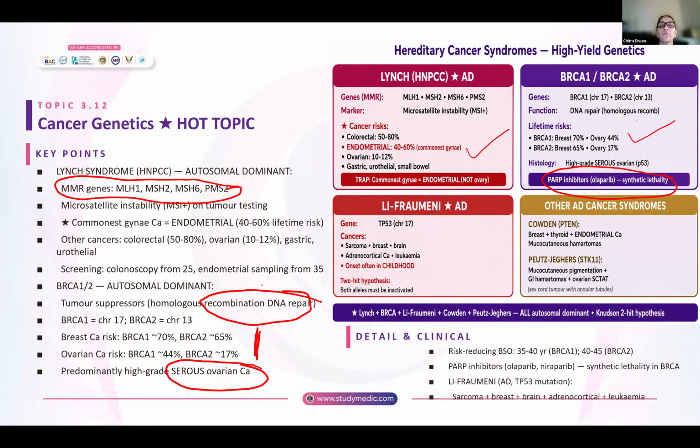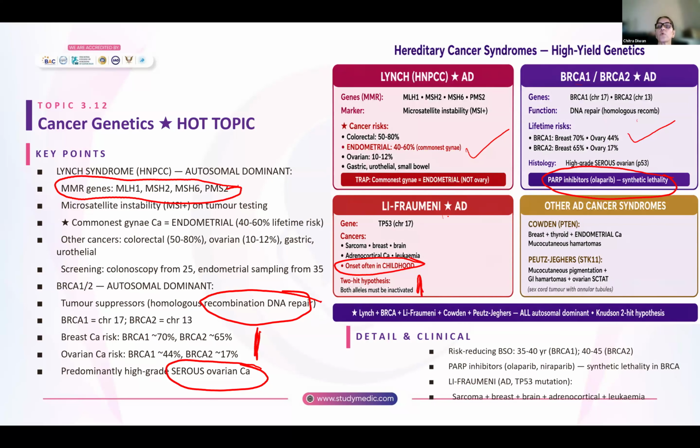Very important, Li-Fraumeni onset is again in childhood. So that is why the two-hit hypothesis, or Knudson's hypothesis, which I already explained, is applicable here. Both the alleles are inactivated. The affected allele is inherited and then the second hit appears very early in childhood.